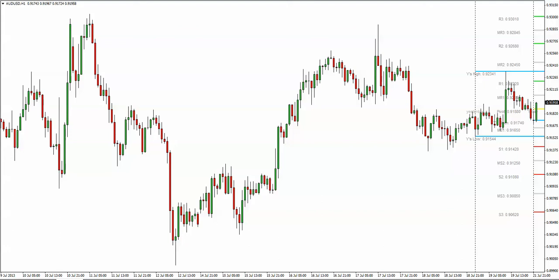Today is Sunday, July 21st, 2013, and it is about 7 p.m. Eastern Time. Today we will be talking about the Aussie dollar currency pair, trade idea, and bias for the week of July 22nd through the 26th, 2013.